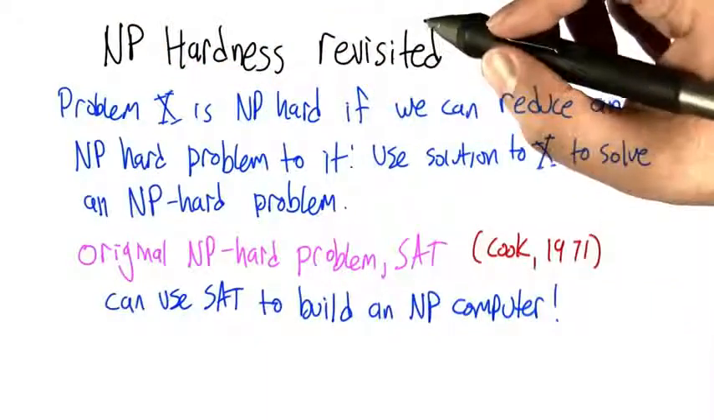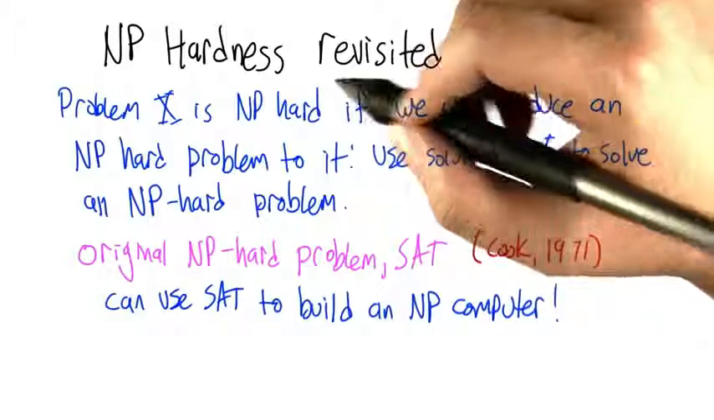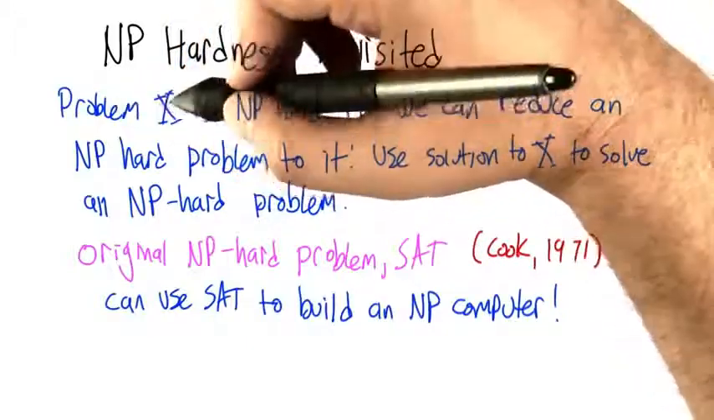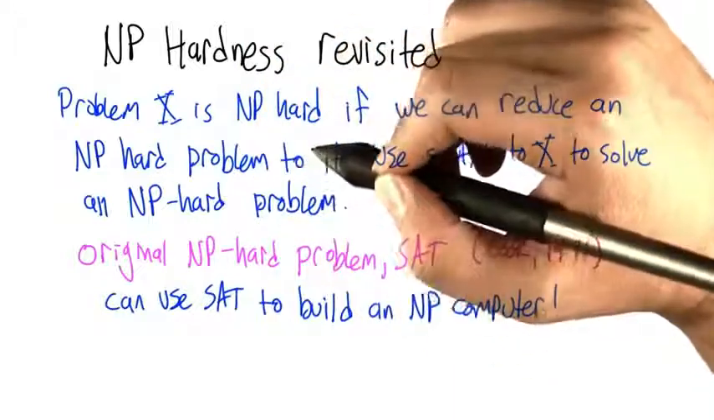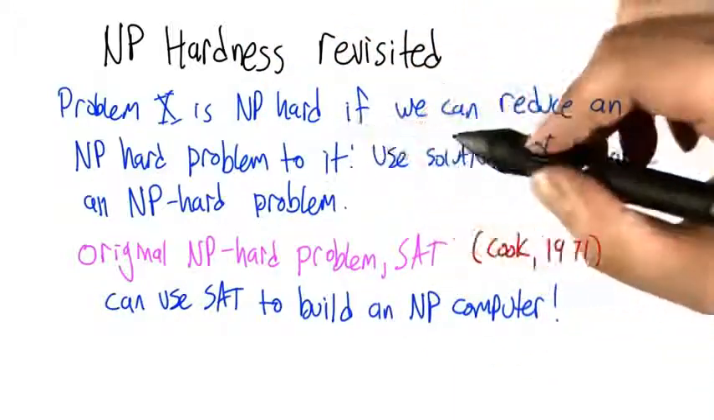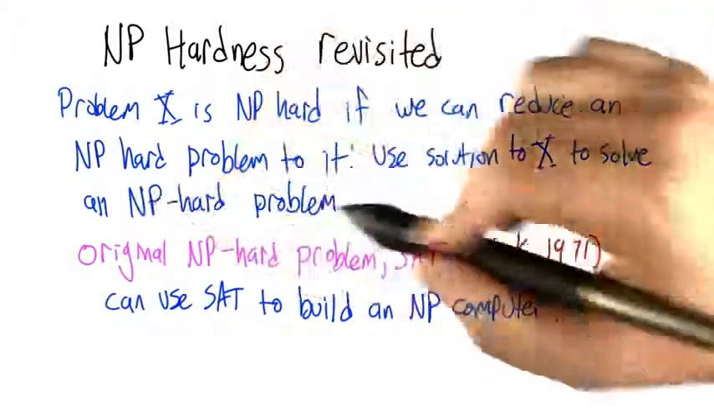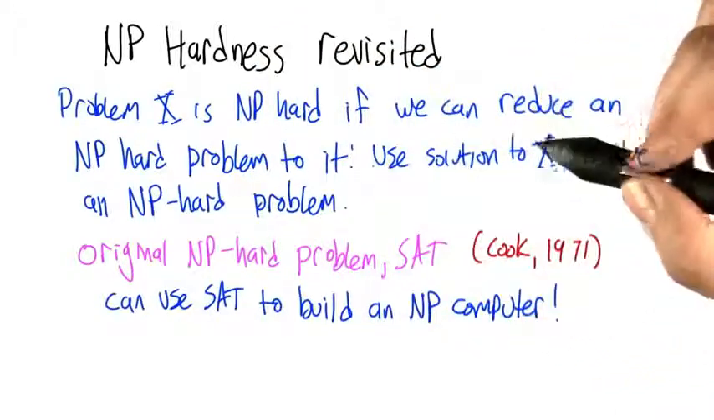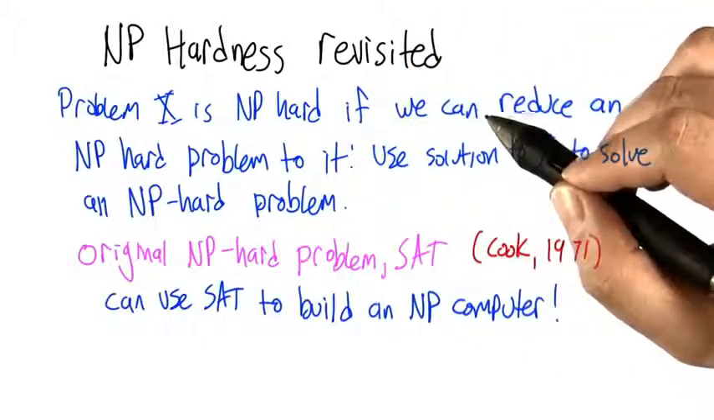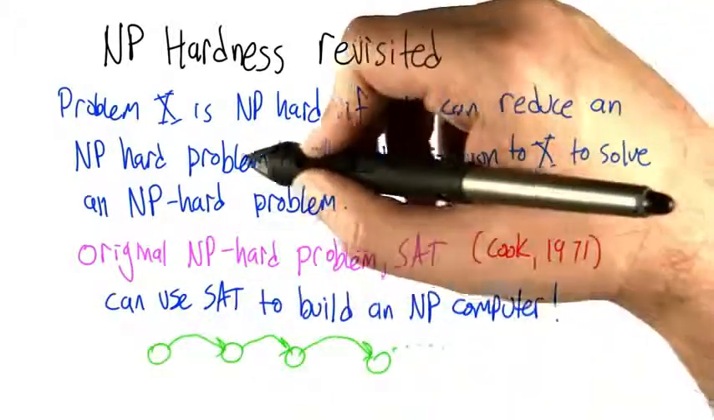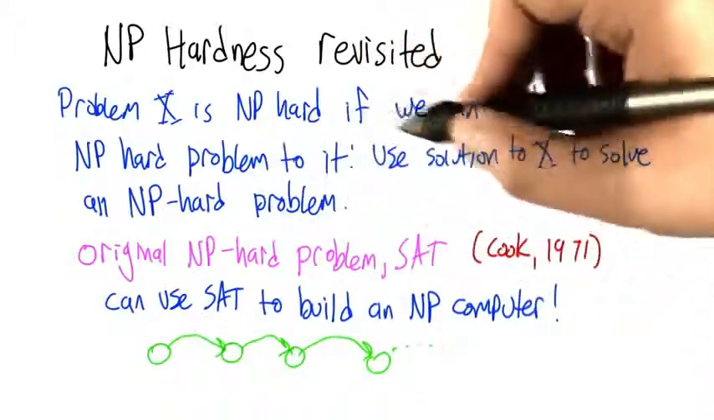So I mentioned NP hardness before. Now that we've talked about reduction, we can revisit that definition and say problem X is NP hard if we can reduce some other NP hard problem to it. What that really means is we can use a solution to problem X to solve some NP hard problem. That means that solving X has to be at least as hard as the NP hard problem, making it therefore NP hard. Now, there's something sort of irritatingly circular or turtles all the way down-ish about this.